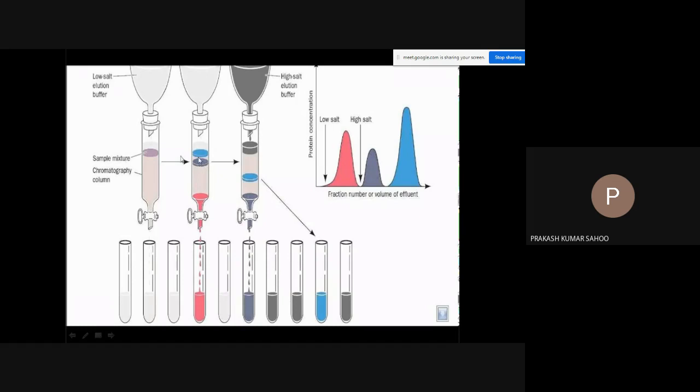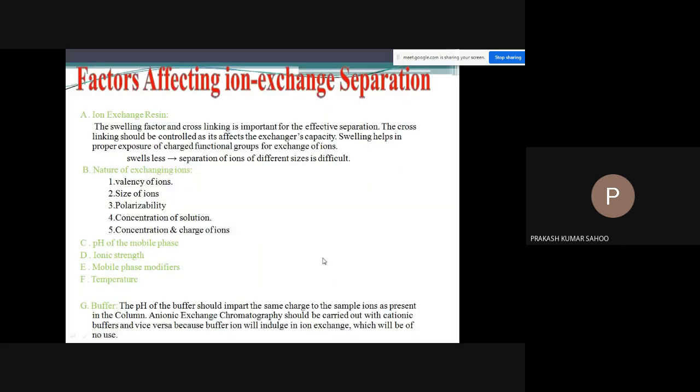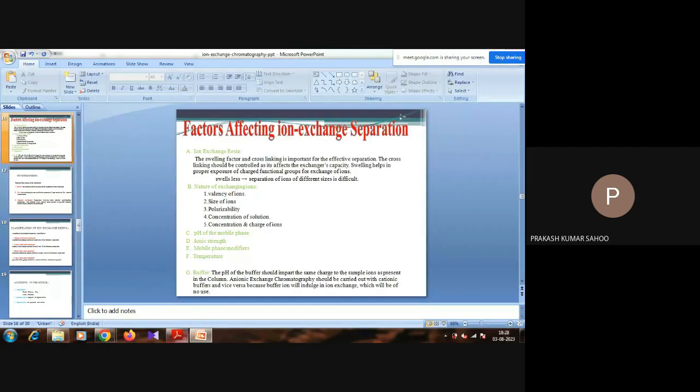How? Why? The smaller size particles get entrapped within the resin holes, so that's why these are separated at the end. Here the red color, these are the larger size particles, these are separated first, and navy blue components, these are the medium size, or the blue, these are the smallest or smaller size particles, which get separated at the end.